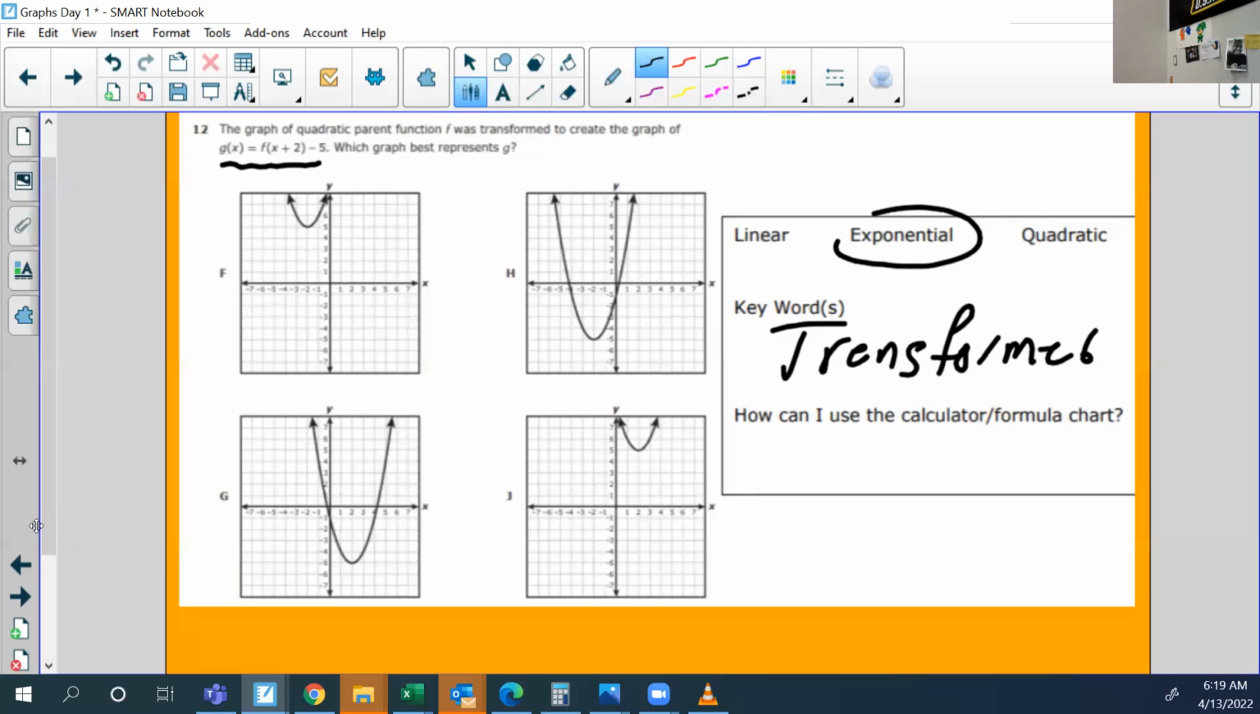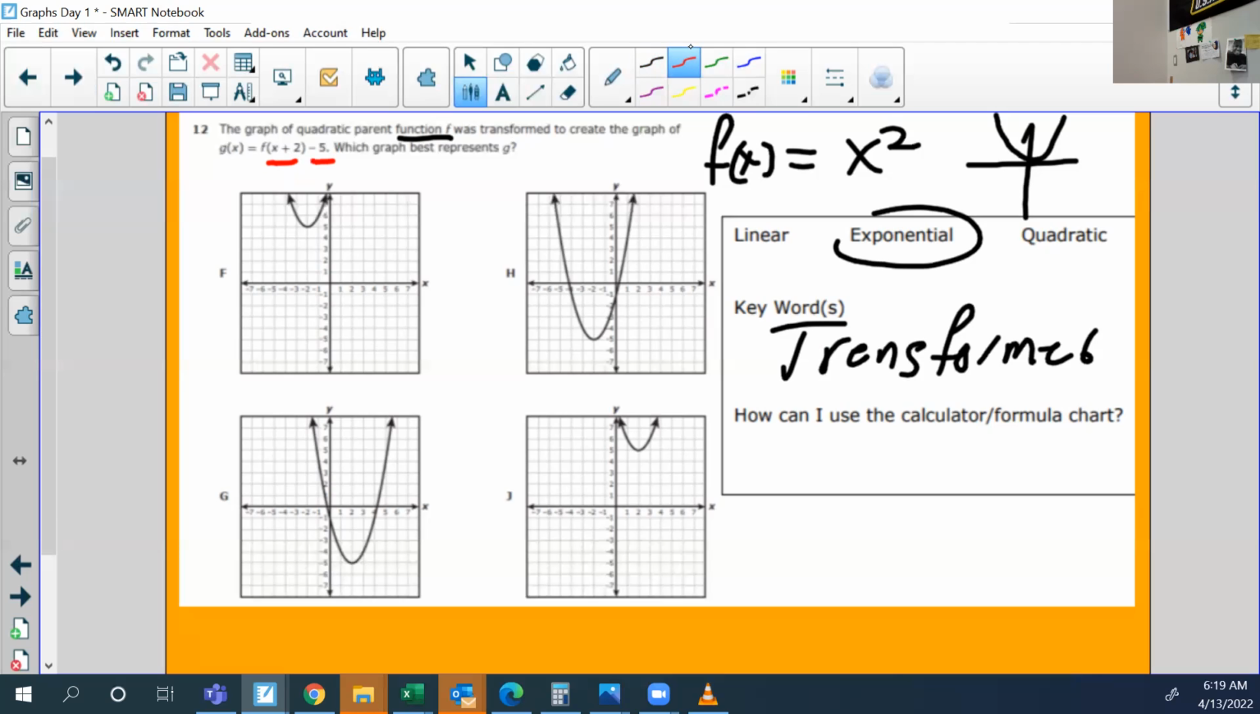Now, the parent function f was transformed. What is the parent function? By now, you should know that the parent function is f of x is equal to x squared. Okay. And for the graph, it just looks like this. The parent graph, it just looks like that. Now, it was transformed to f of x plus 2 minus 5. This kind of is confusing, but look at this now, right? Look at the parentheses, x plus 2 and a minus 5 on the outside. So just look at it now.